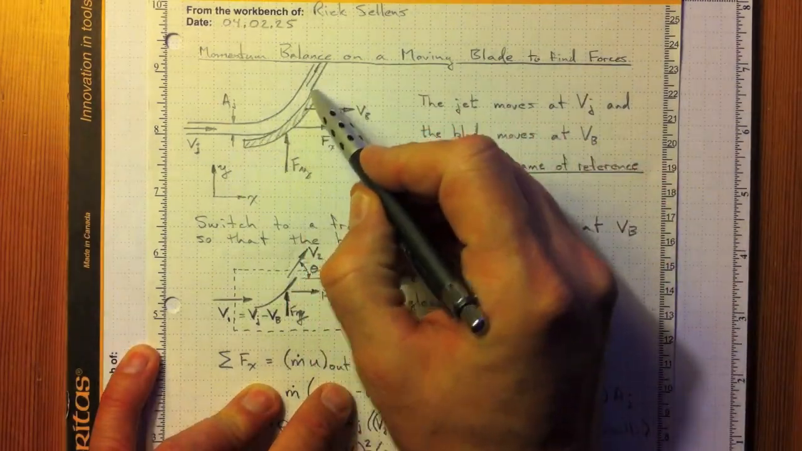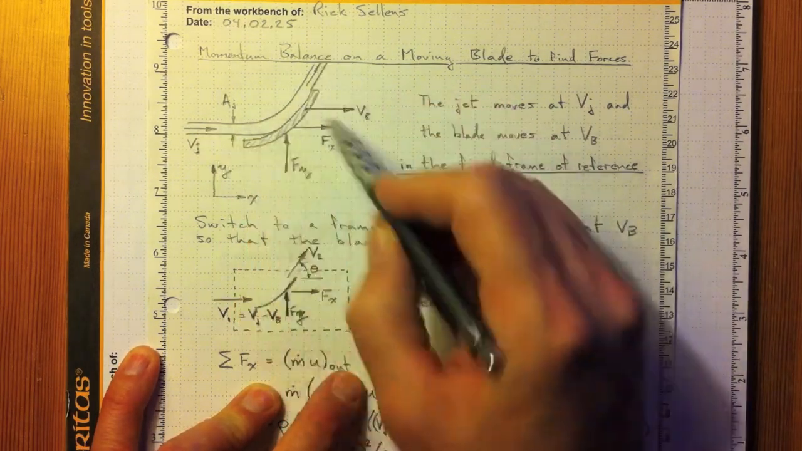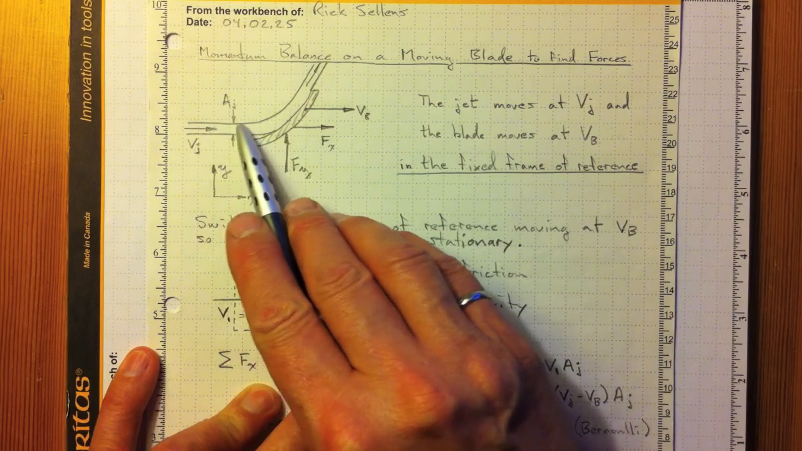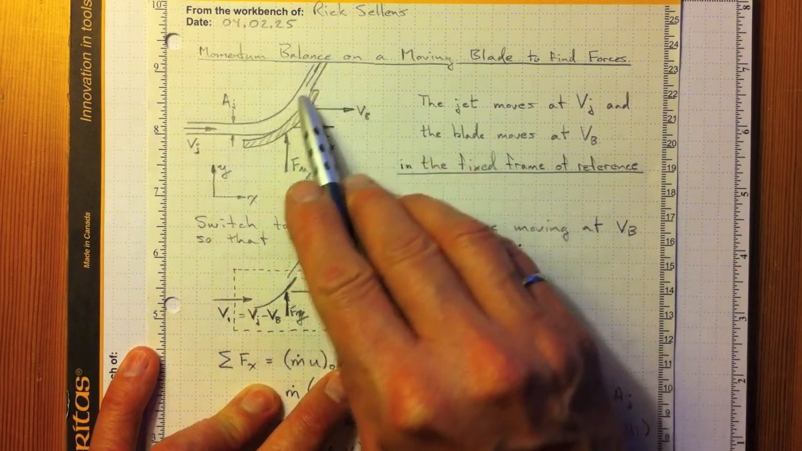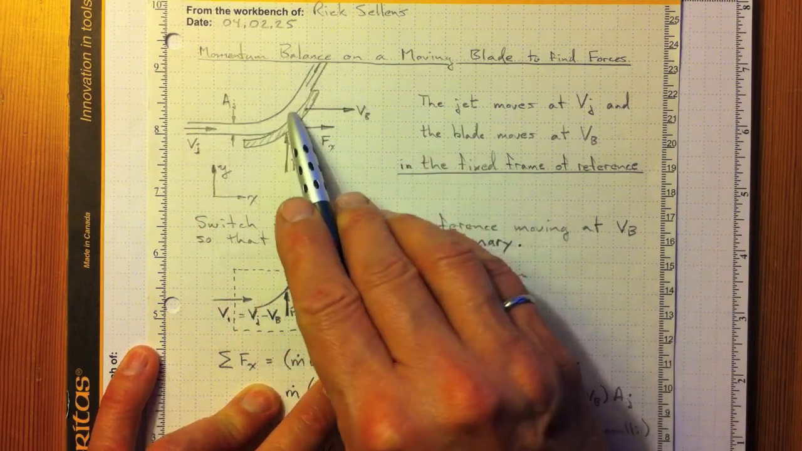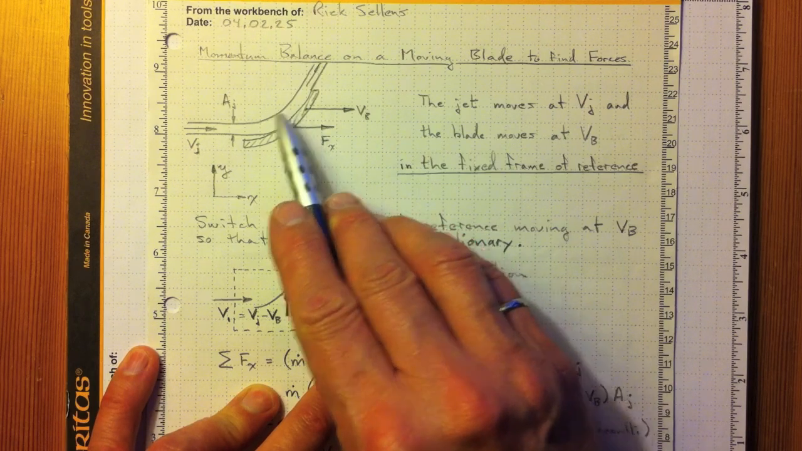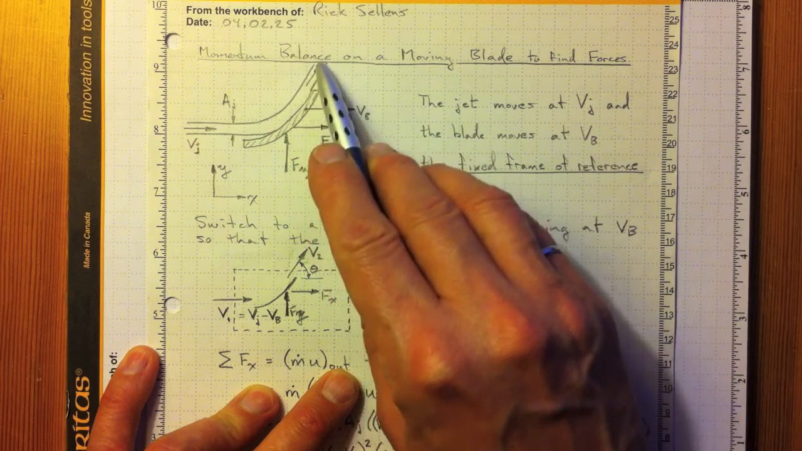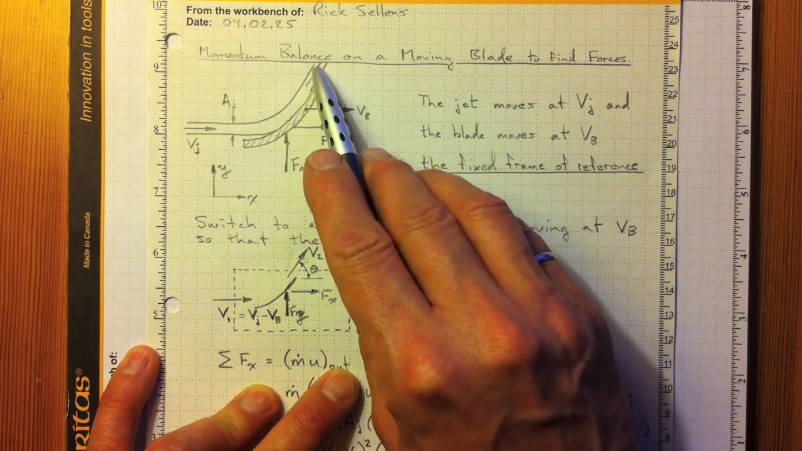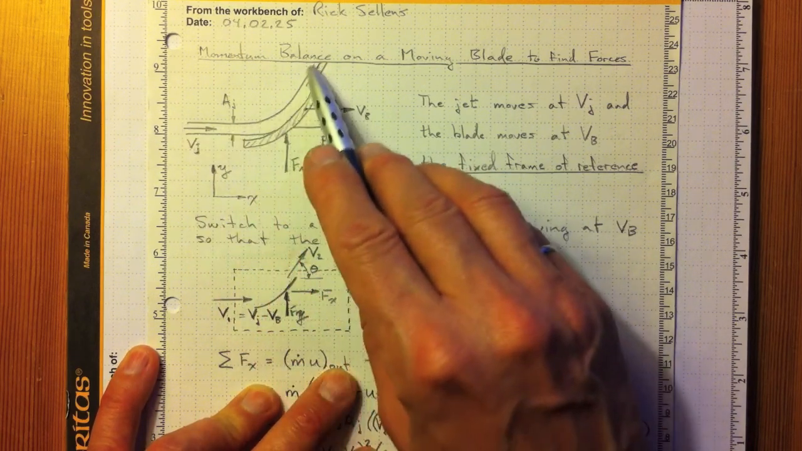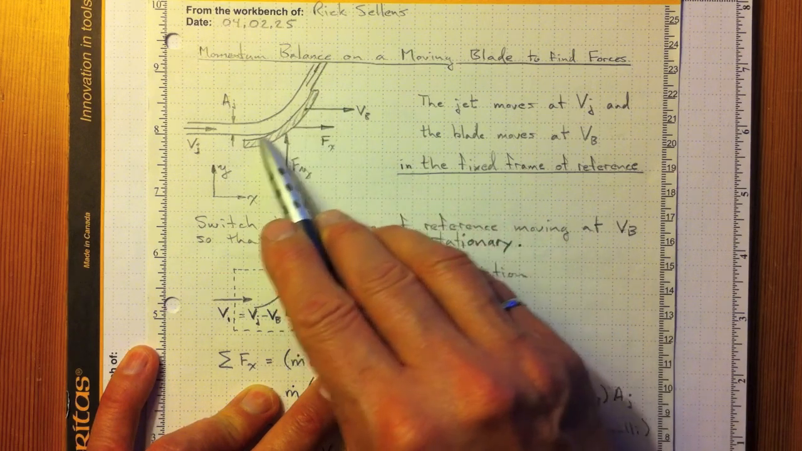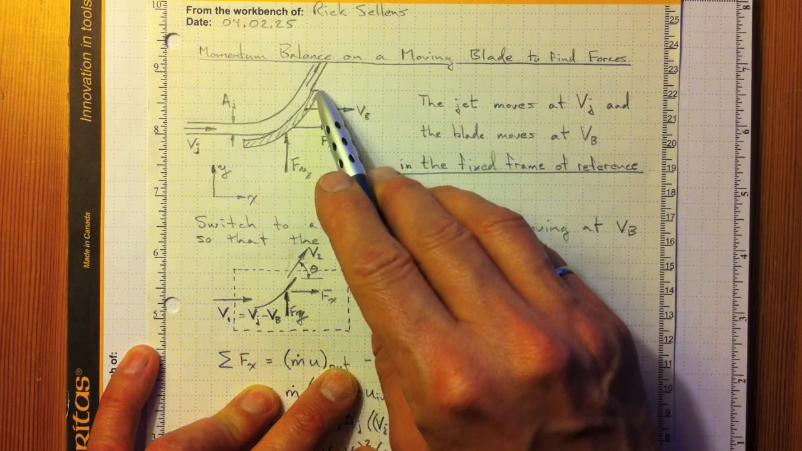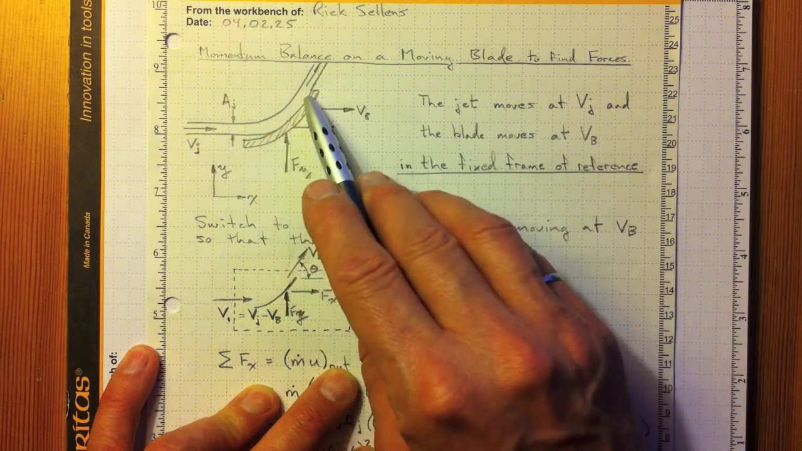If we have a blade like this that's changing the direction of the water and the blade's in motion, then we can't simply apply Bernoulli's equation between here and here, because there is a net energy transfer and we don't know how big it is. So we may know the incoming jet velocity, but we don't know the outgoing jet velocity. In order to be able to apply Bernoulli's equation, we have to make sure that the blade's doing no work on the flow. If the blade is stationary, it does no work on the flow.